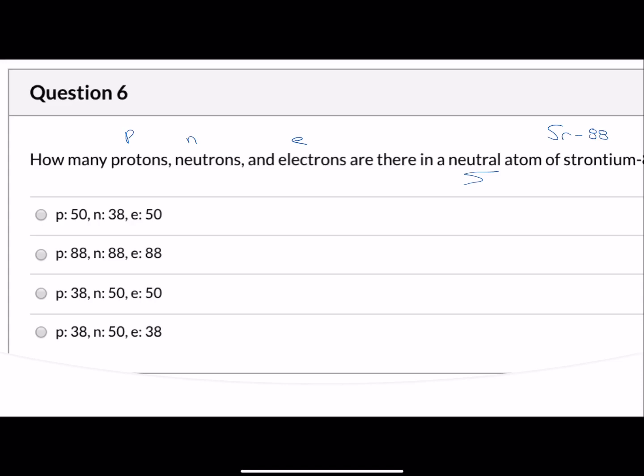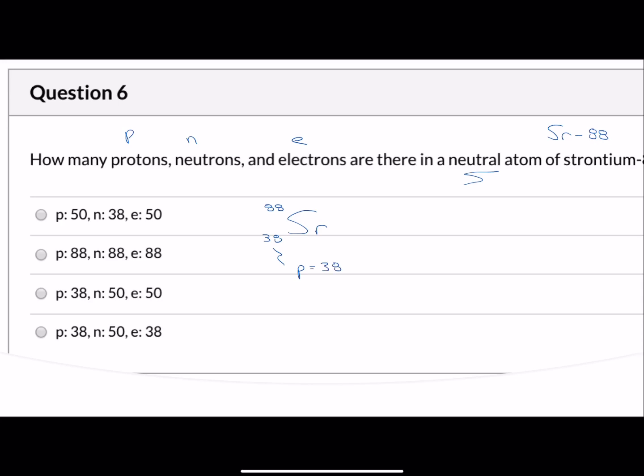So strontium-88. If I look on the periodic table, I can see that strontium is element number 38, and I'm talking about strontium-88. So that tells us right away that strontium does have 38 protons because it's element number 38, and the number of protons is what governs the identity of an atom. So I have the number of protons is going to be equal to 38.